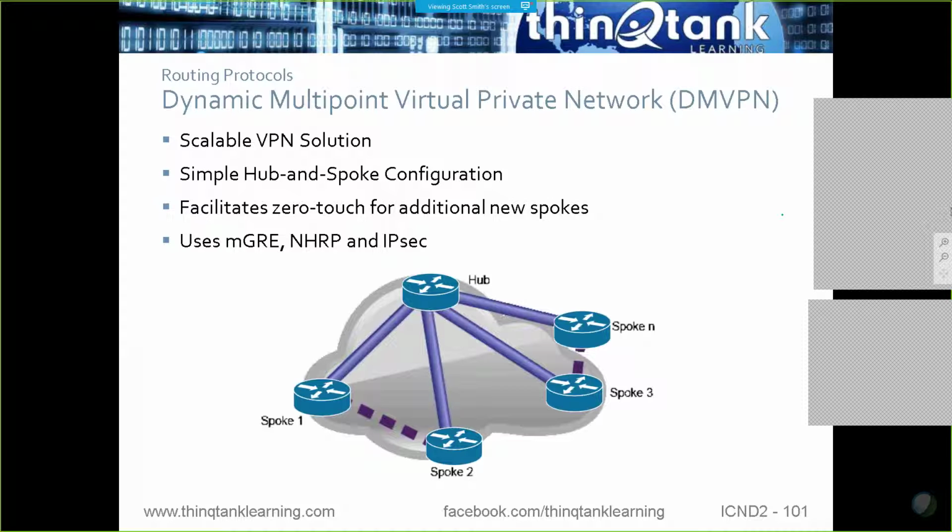So the hub might have a high-speed internet connection to the internet, and each of the spoke routers might have some sort of business class broadband connection to the internet. And we want to set up a virtual private network between those locations. You would not use DMVPN if you had some sort of other VPN technology like MPLS or frame relay or IPsec VPNs. All right?